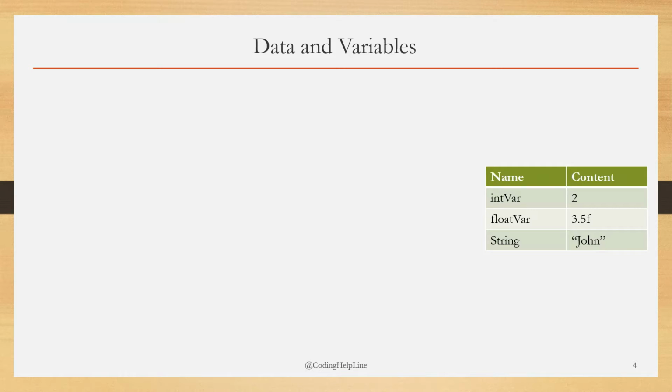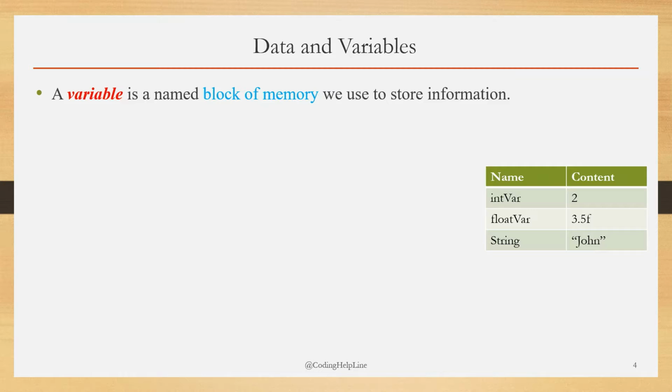So, data in variables. A variable is a named block of memory we use to store information. Consider memory is a contiguous or continuous blocks of memory. Each block is used to store something, and we can name the block to store some value.